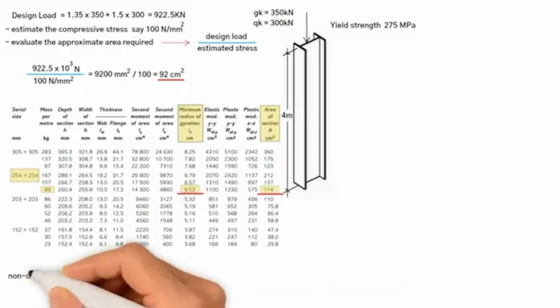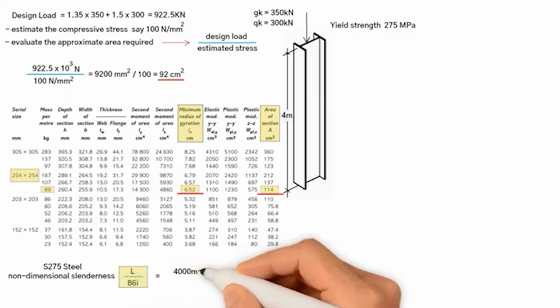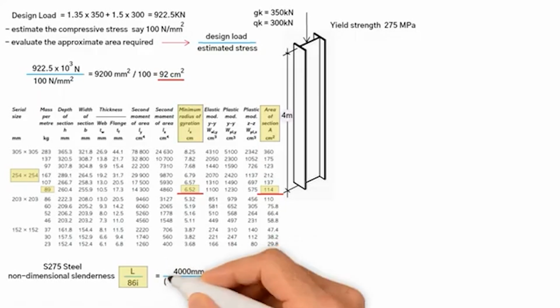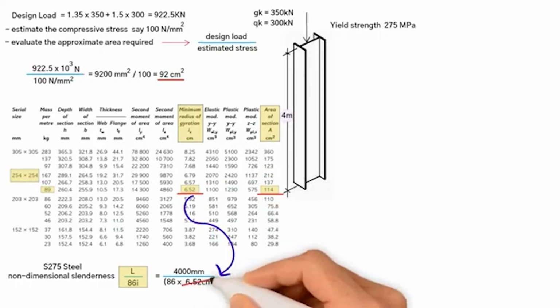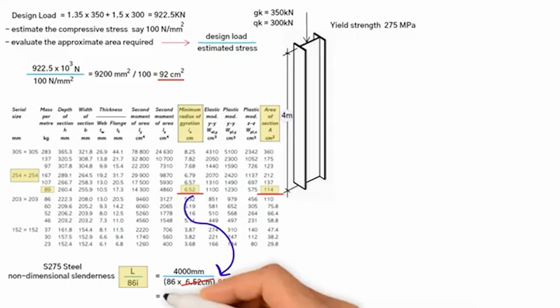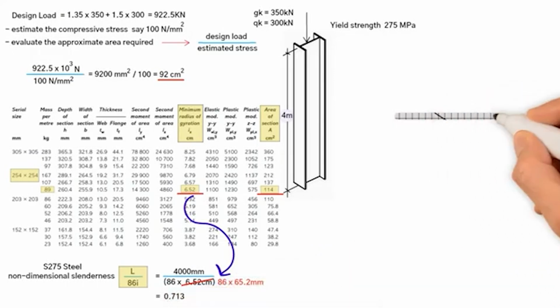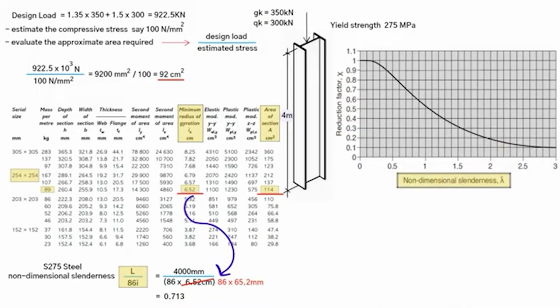To evaluate the non-dimensional slenderness, we need to use the following equation. Therefore, slenderness ratio equals 4000 mm divided by, open bracket 86 times 6.52 centimeters, close bracket. Let's convert 6.52 centimeters to millimeters. So, it would be 86 times 65.2. Our result is 0.713. From the design curve we should be able to obtain the reduction factor as we get a non-dimensional slenderness of 0.713.